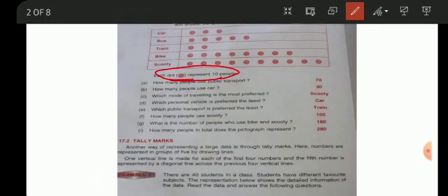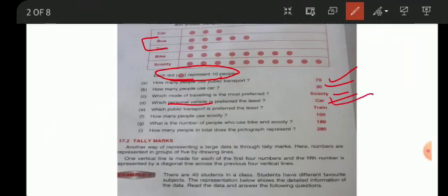How many people used public transportation? Bus and train will be the public transportation. So 70. How many people used car? 30. Which mode of travelling is the most preferred? Scooty. Look at the scooty, this is more. And which personal vehicle is preferred least? Sorry, car is preferred least. Personal vehicle they asked, so that's car.